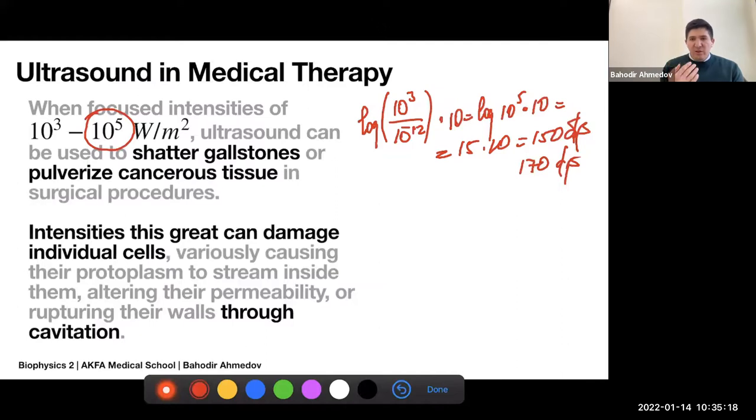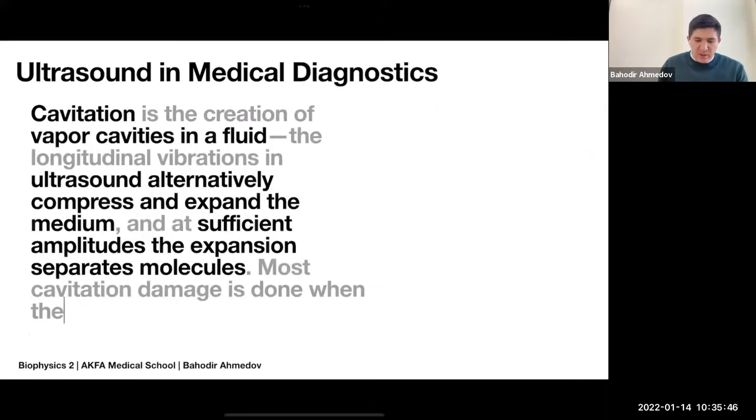So if you use a huge frequency, huge intensity, and also huge amplitude of sound, it is possible to shatter the gallstones. And the mechanism by which it kills the individual cells is that it is going to alter the permeability of the cells through something which is called cavitation.